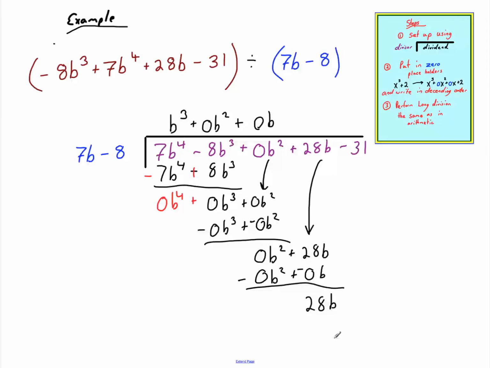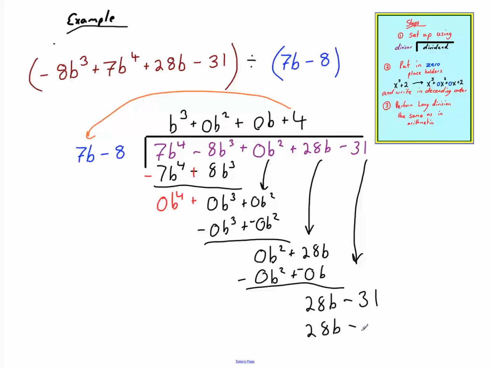So now it's starting to get more interesting again. And now I drop the negative 31. Now what do I have to multiply 7b by to get 28b? And that is a positive 4. So now when I multiply the positive 4, you can see 4 times 7b is positive 28b. 4 times negative 8 is negative 32.